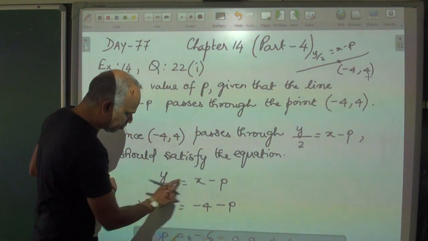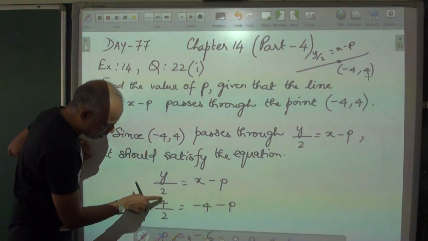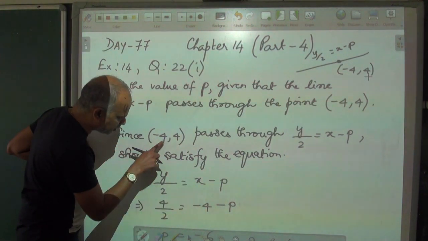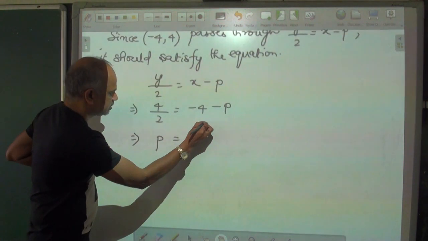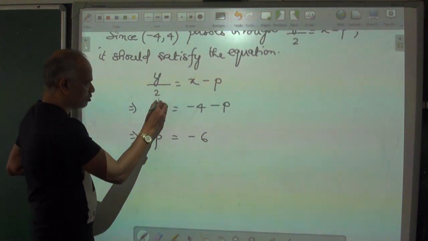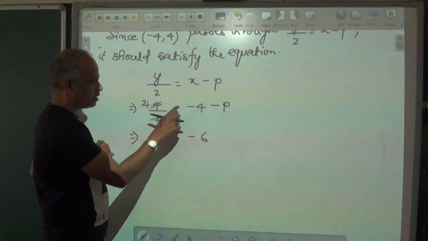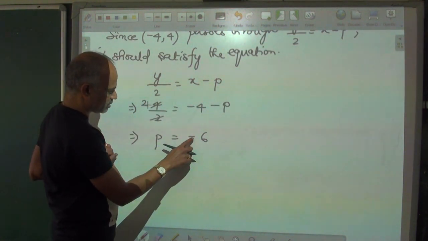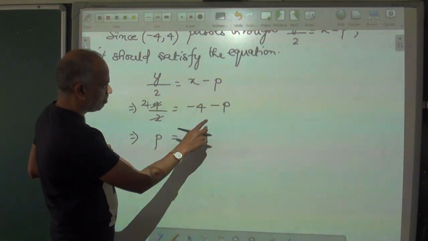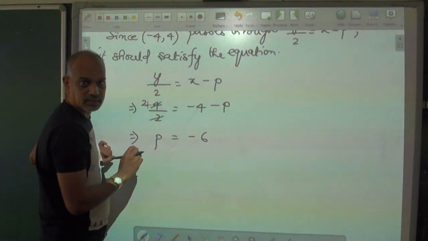So I have written the equation here: y value is 4 divided by 2 is equal to x value, minus 4, minus p. If you simplify this, 4 by 2 becomes 2, and then bring the minus 4 this side, it becomes plus 4. 2 plus 4 gives you 6, right? So minus p is equal to 6, or p is equal to minus 6.